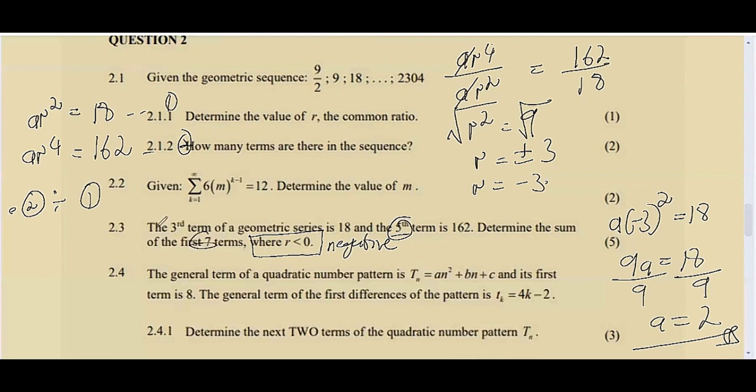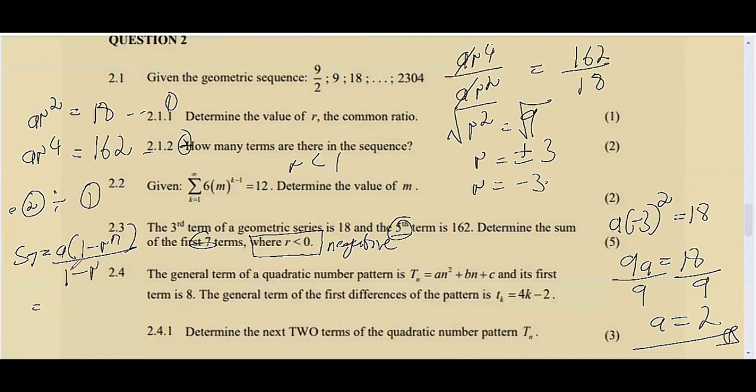So by doing what? Just by saying S7 is equal to, so let me look at my R. I can see that it's less than 1. So the formula that I need is A times (1 minus Rn) over 1 minus R, because R is less than 1.